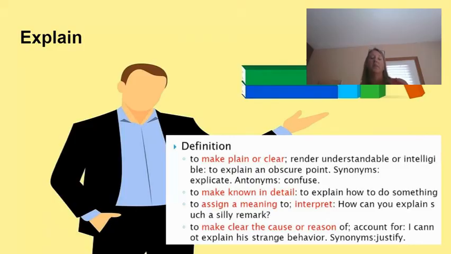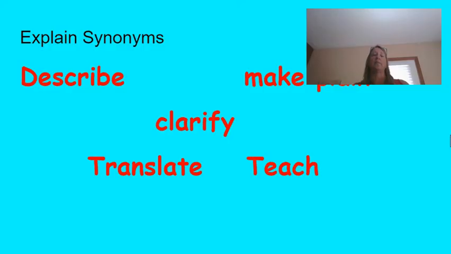All right, the next one is explain. Definition: to make plain or clear, to make known in detail, to assign a meaning, to interpret, to make clear the cause or reason. So if you summarized all of those definitions, one thing in common is that you make something clear. When you explain it, it's almost like you're teaching it. You're giving the details and trying to make it clear to your audience. Synonyms: describe, make plain, clarify, make clear, translate, teach.